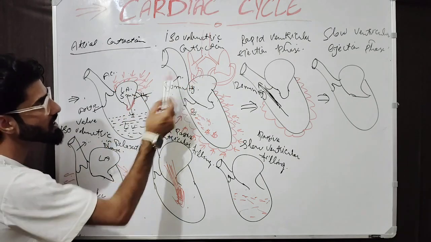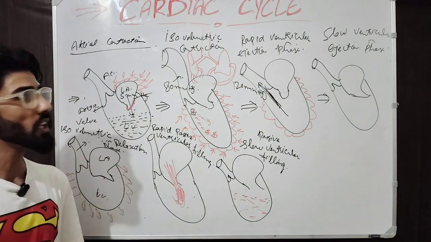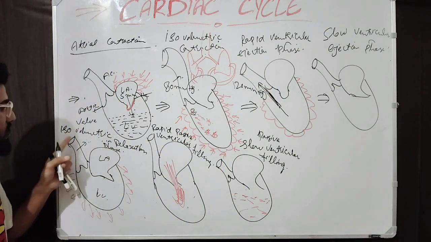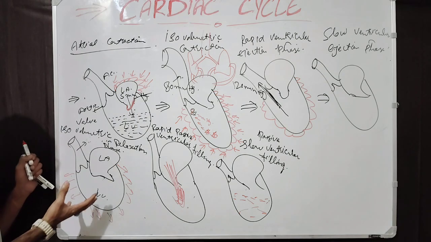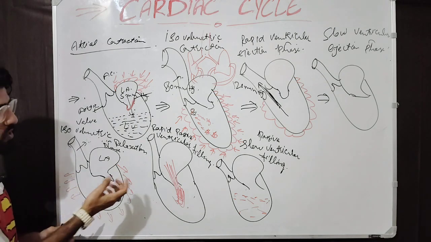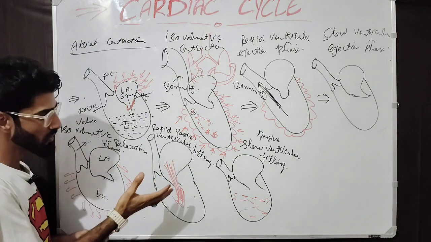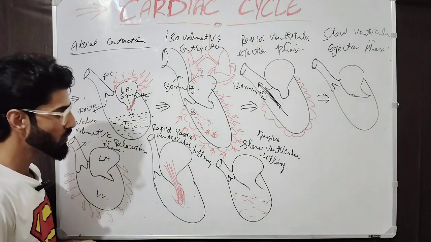Then the next phase is isovolumetric contraction, then the rapid ventricular ejection phase, the slow ventricular ejection phase, and the isovolumetric relaxation phase, during which both the valves will close. And rapid passive ventricular filling, because the pressure in the atria was more, so that it will fill the left ventricle with high force.